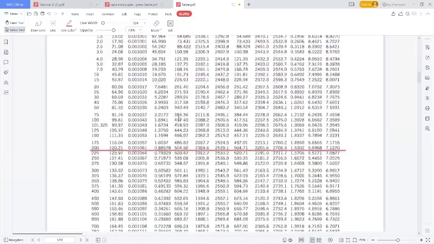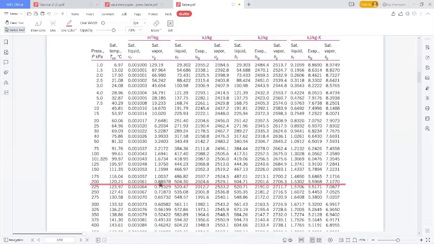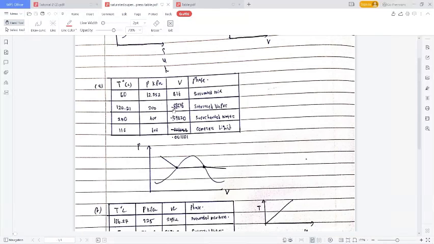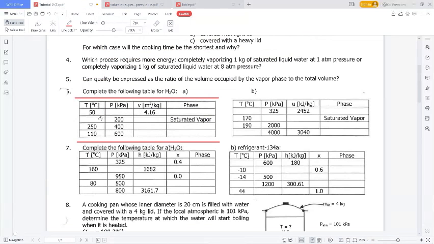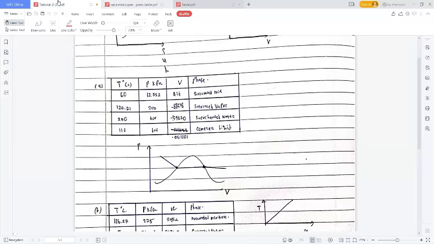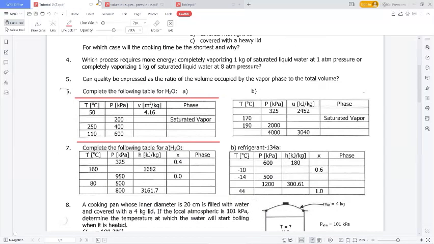you need to refer to vg, and then you will get 0.88578 meter cube per kg. So we go on to the third row, where the temperature is 250 and the pressure is 400. In this condition, we need to refer to the A4 table. Or you can refer to the pressure table also, but I want to refer to the A4 table.